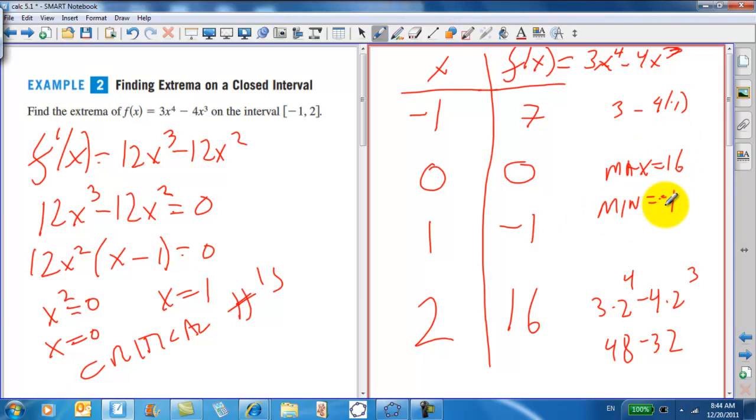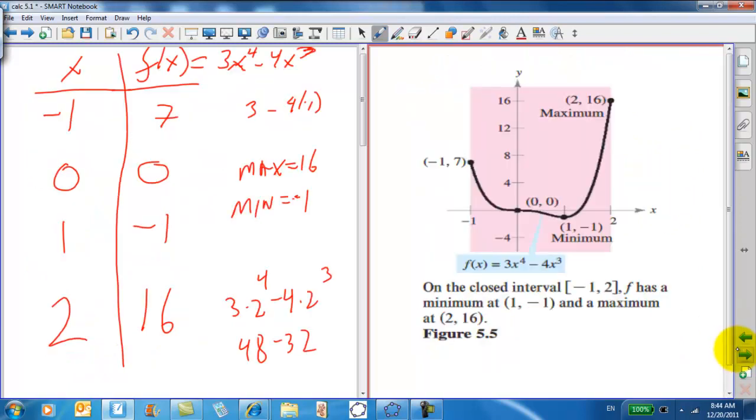See how that bears out on the chart. Sure enough, here's our minimum value. Notice we're talking about the y-coordinate, with the minimum of -1. And the maximum of 16 up here, the y-coordinate is a maximum of 16. Notice at 0 we have a 0 slope, but it's not a max or a min, not even a relative max or min.